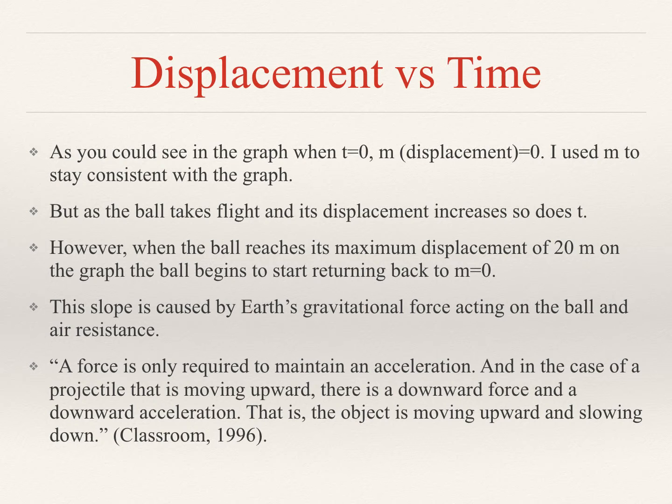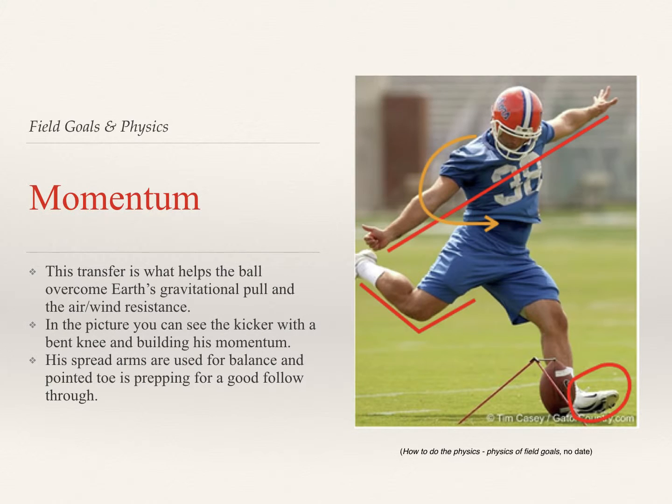So let's move on to momentum. Momentum is what pushes the ball through the air. It's produced by the kicker. This transfer is what helps the ball overcome Earth's gravitational pull and the air-wind resistance.